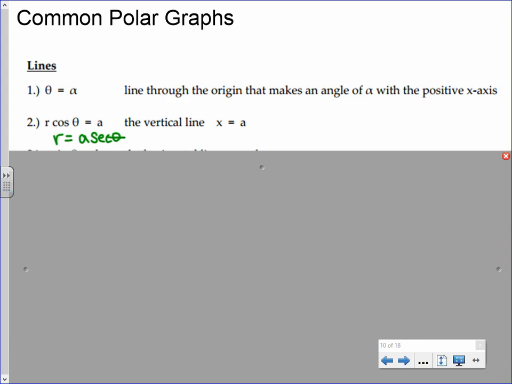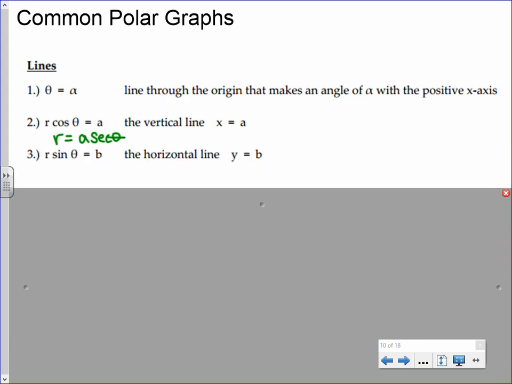Okay, so what does that mean about y equals a number? We're going to use b, so b cosecant theta.